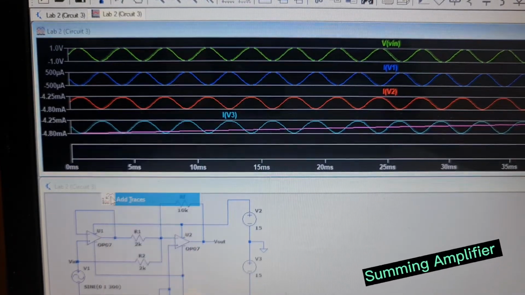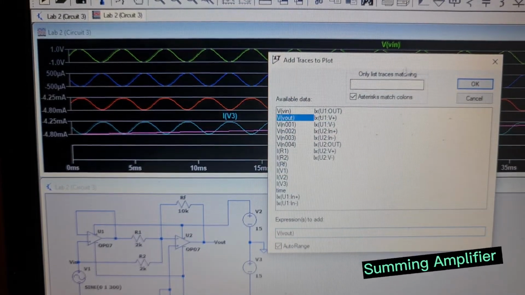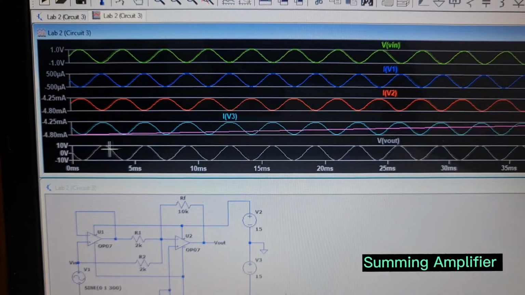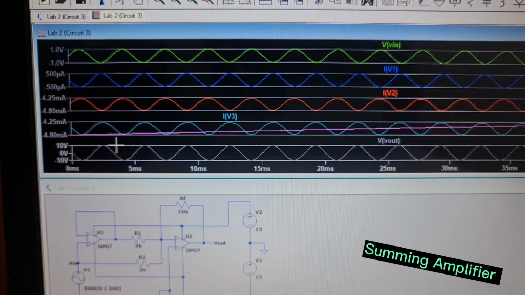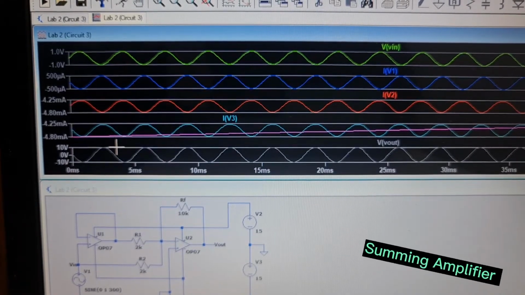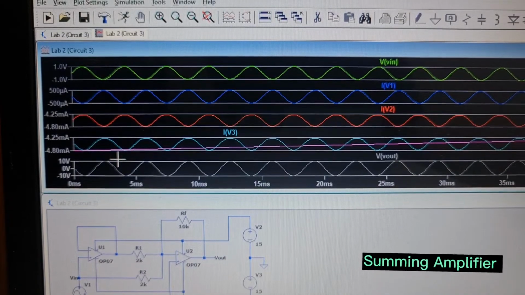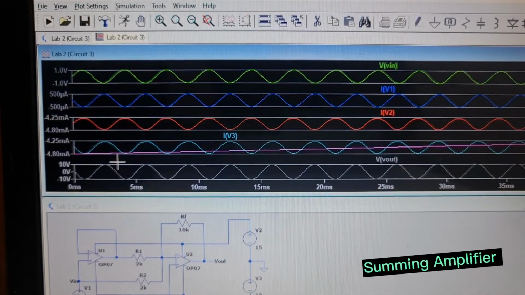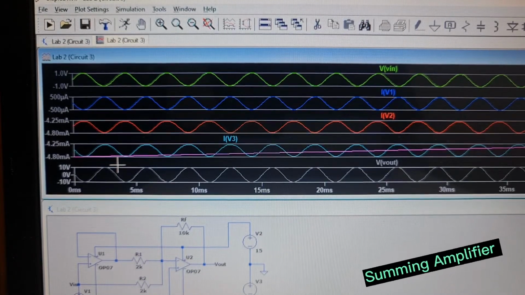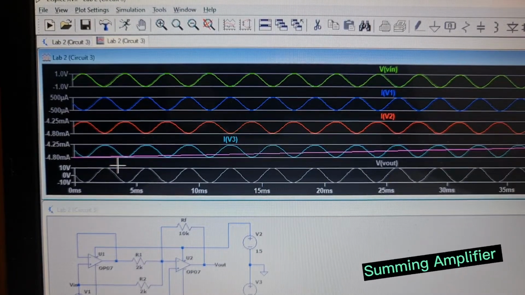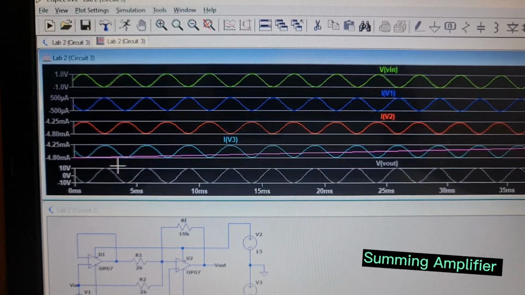And for the last one, which is V out, the value ranges from 10 volt to negative 10 volt. So for this summing amplifier, the summing amplifier produces a voltage output that is equivalent to an amplified sum of two or more input voltages. Usually, a summing amplifier is in fact an inverting amplifier, which means the output voltage has a negative value when measured to ground.